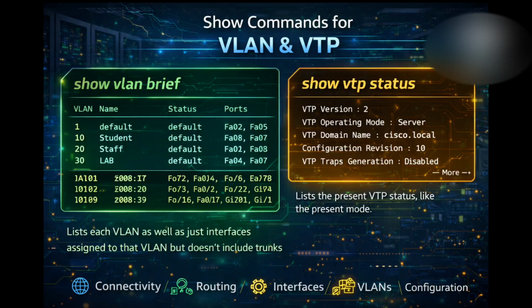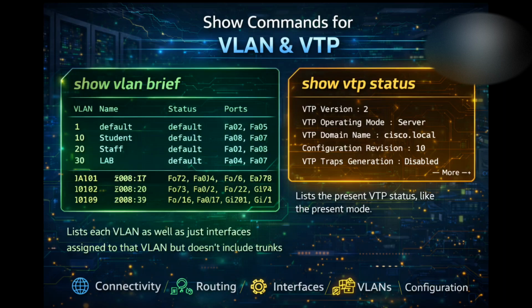Next, show vlan brief. This gives a cleaner and shorter output compared to the full command. It quickly shows VLAN IDs, names, and access ports. Remember, this command only shows access ports and does not display trunk links. If a PC cannot reach devices in the same network, always verify VLAN assignment using this command.